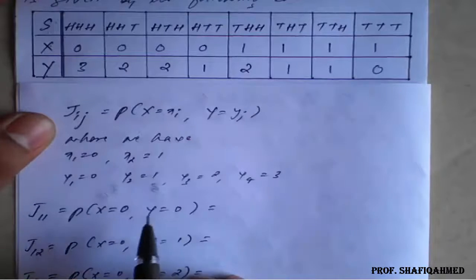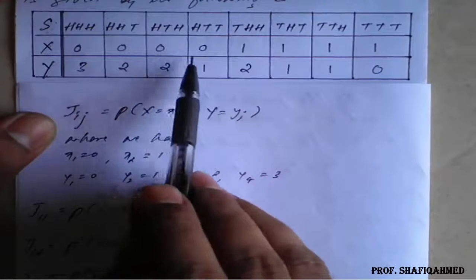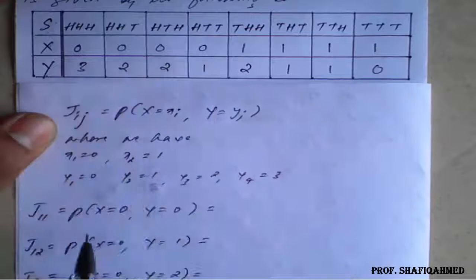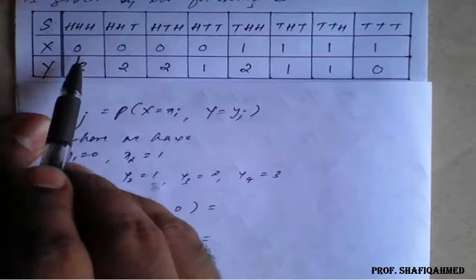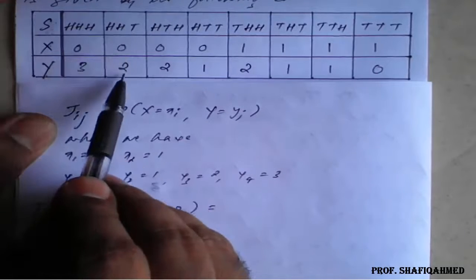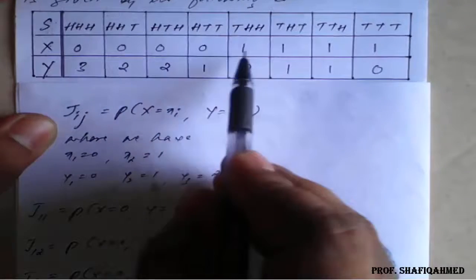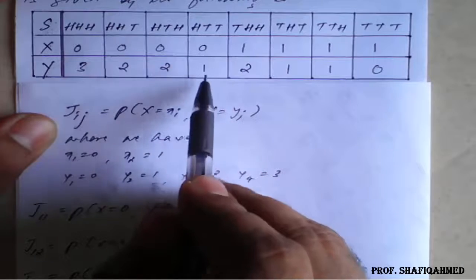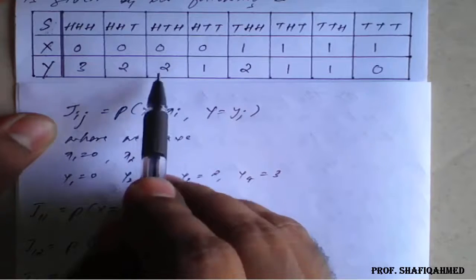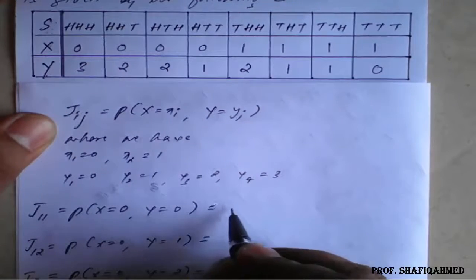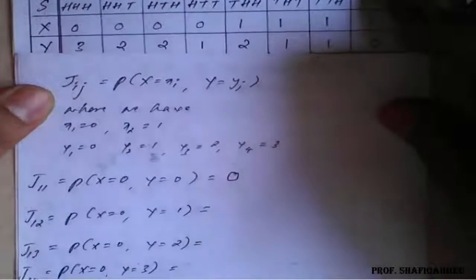Now dear students, to get this J11, I want to refer to the sample space distribution table we have prepared. So they are telling that x should be 0 and y should be 0. You check: x is 0 but y is 3, x is 0 but y is 2, x is 0 but y is 1. So we don't have a case where x is 0 and y is 0 at once. There is no such probability, so here J11 will be 0. Hope you understood.